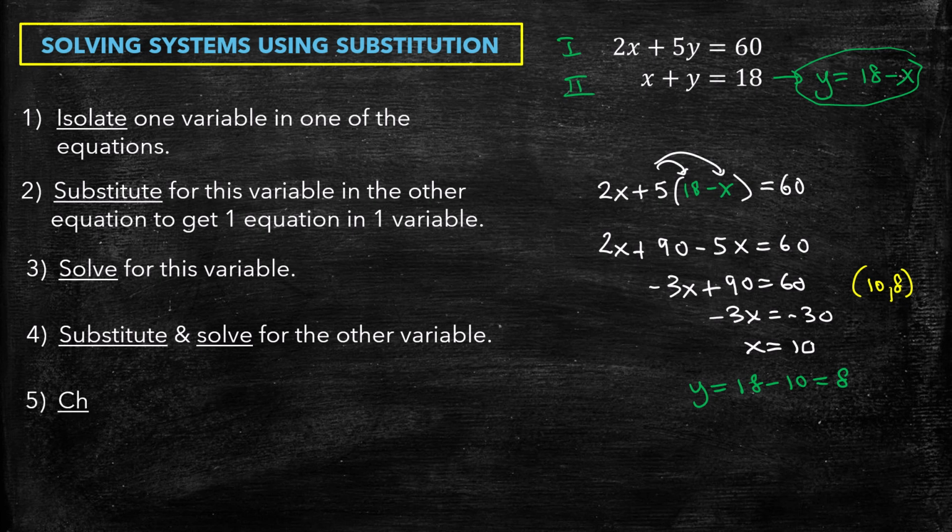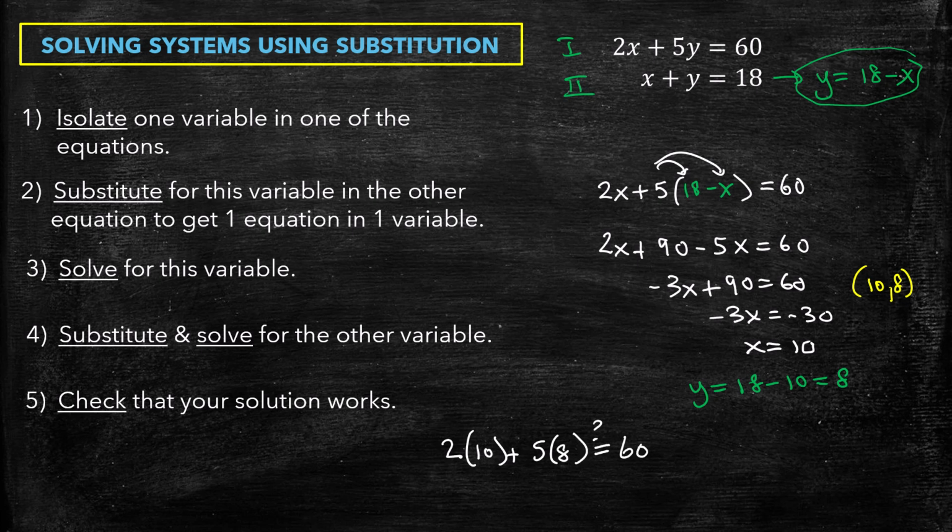Now there is one other step you can do, is always check that your solution works. Now it's easy to check in the second equation because we know 10 plus 8 is 18. We used that equation. So the best thing is to go into the other equation that we didn't use in the final step. So if we put 10 in for x and 8 in for y, the question is, does that come out to be 60? So that's 20 plus 40. Oh, that equals 60. We are done.